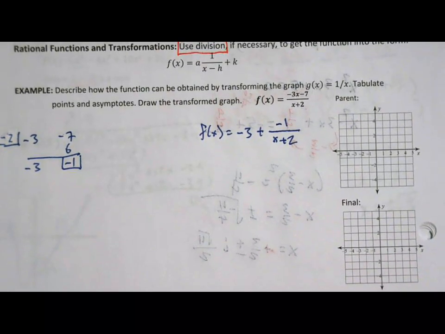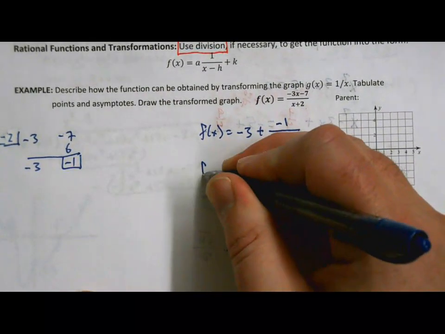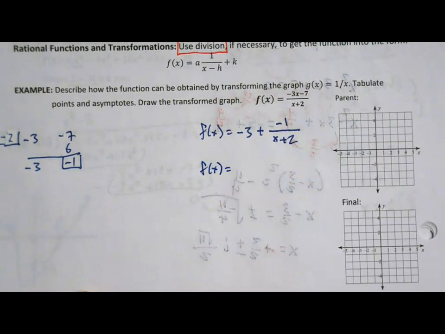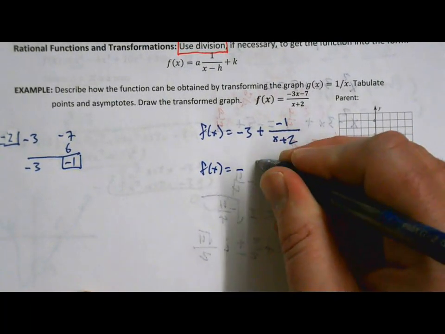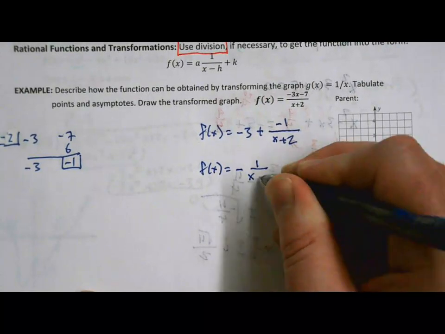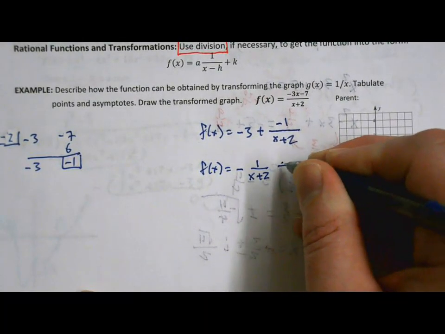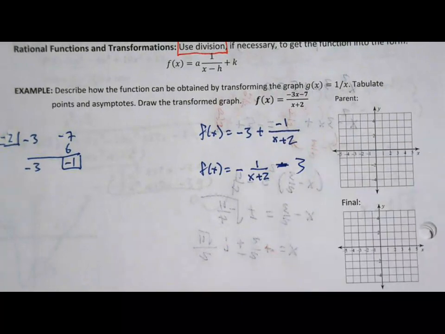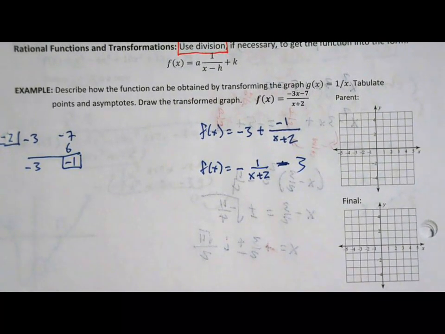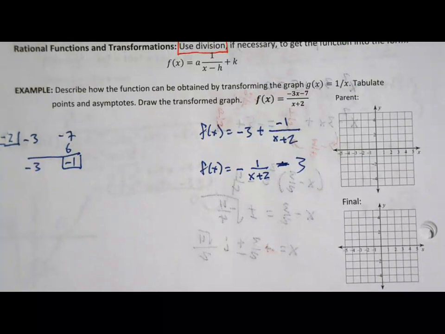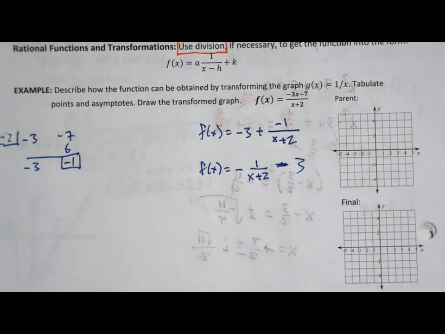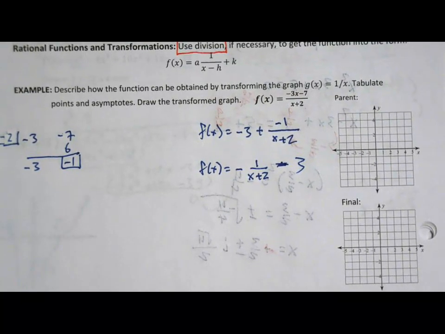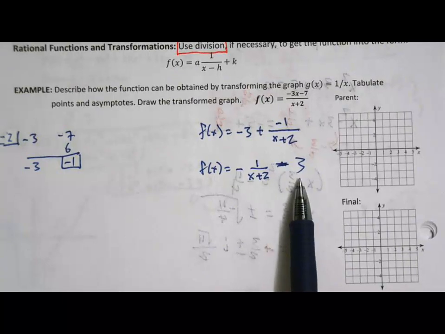I am going to rewrite this one more time. Just rearrange things a little bit to make it look a little bit more friendly. There we go. That's nicer, isn't it? So I just pulled the negative from the top. I just pulled it out in front. And I put the minus 3 at the end.